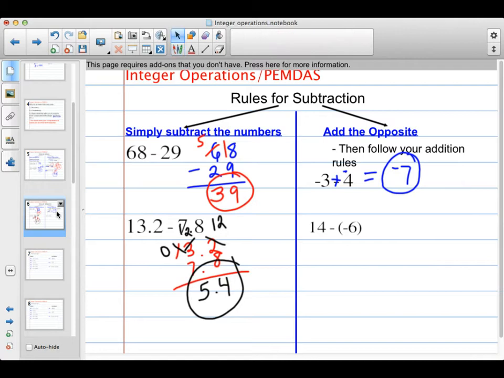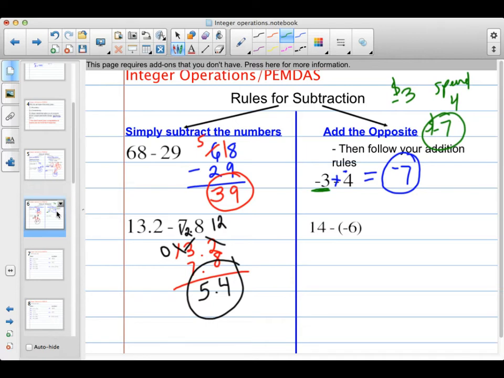Another way of thinking of it is if you're 3 below the water and you go down 4, now you're 7 below the water. If you've got $3 owed in your lunch account and you spend $4, now you're 7 below.